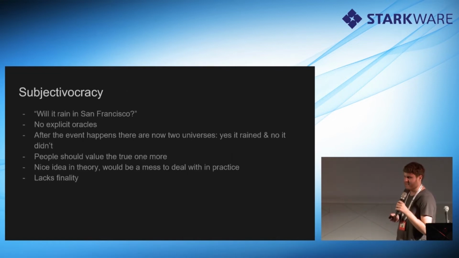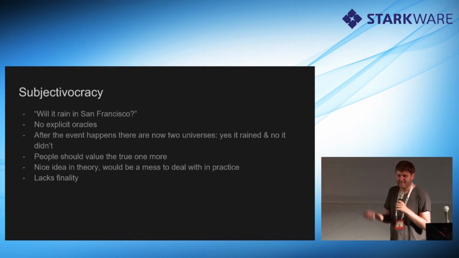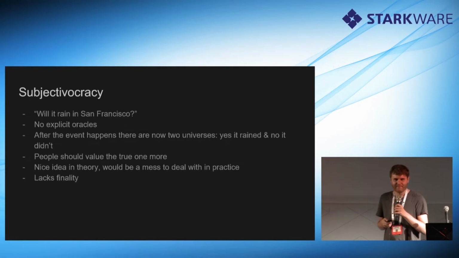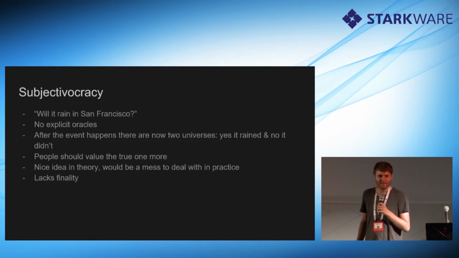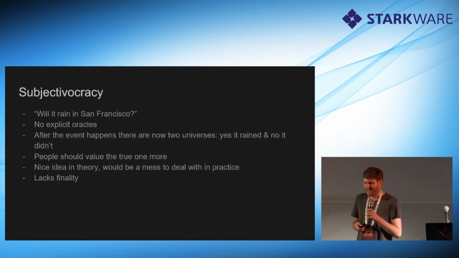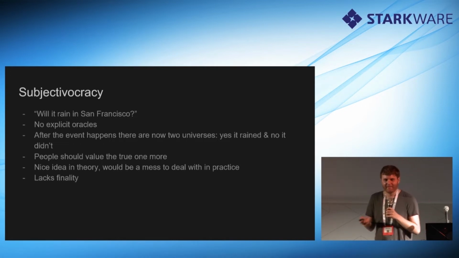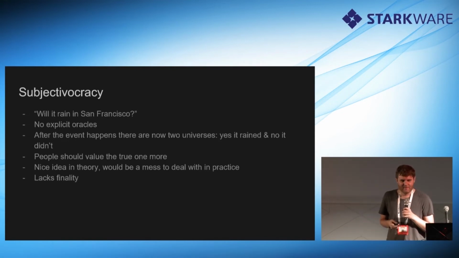So subjectivocracy is this idea. It's also published by Edmund Egger, who came up with the first trusted third-party Oracle mechanism. And this idea is you say, will it rain in San Francisco? And you have no explicit oracles. Instead, what happens is after the event, there's two universes. Yes, it rained, and no, it didn't. And so you can envision, say you had a betting market on this, where there's yes and no outcome shares. Afterwards, people have yes shares and people have no shares. And after the event happens, his theory is, people should just value the one that actually occurred more. So if it did rain, the idea is that people would be willing to pay roughly 1 ether or 1 DAI or whatever for the yes universe shares.